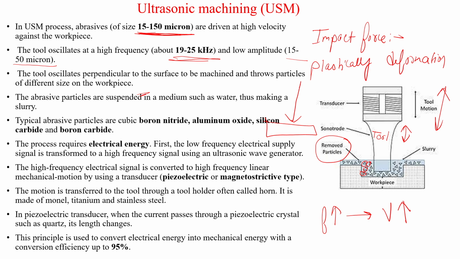The motion is transferred to the tool through a tool holder, often called a horn. It is made up of Monel, titanium, or stainless steel. This is talking about the tool material.